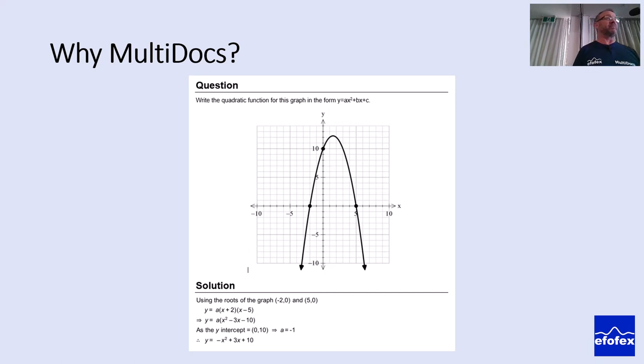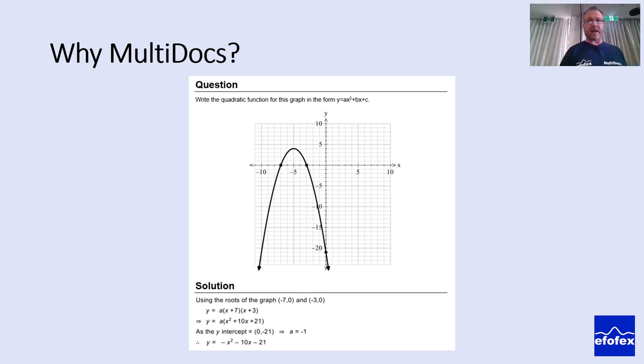So it's a different parabola, different solution, different y-intercept, different question for the kid. Now, they're loosely equivalent. They've got two intercepts, it's inverted, and that's actually probably the biggest problem with MultiDocs: designing questions which are equivalent.